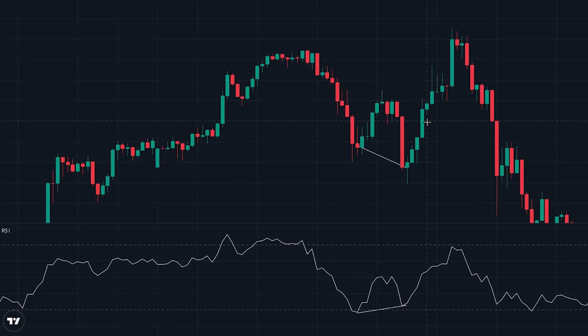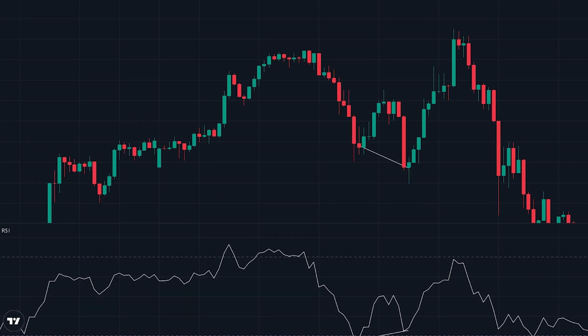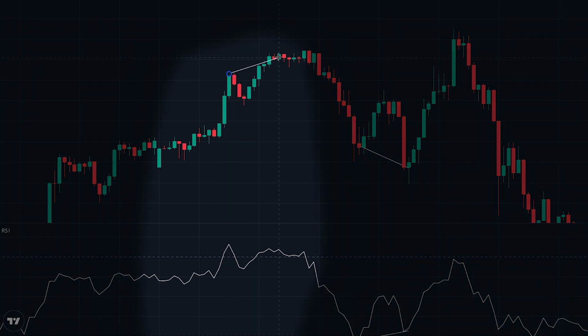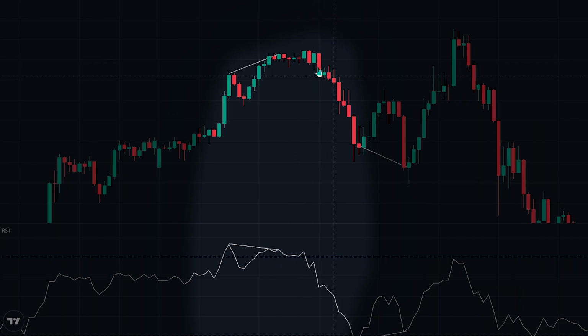Conversely, a bearish divergence occurs when the price makes a higher high while the RSI makes a lower high. We can see this happening here. This indicates that the momentum is starting to shift downward. This indication is confirmed when we see that the price indeed moved to the downside after this divergence occurred.